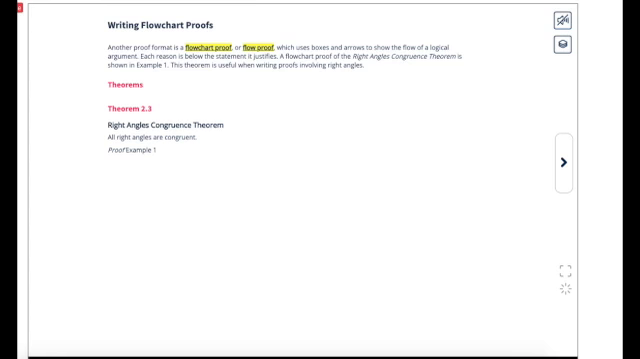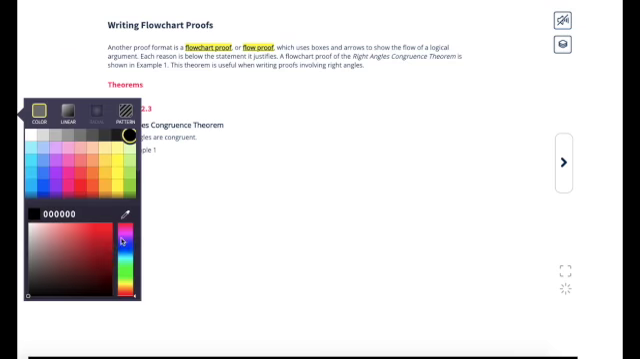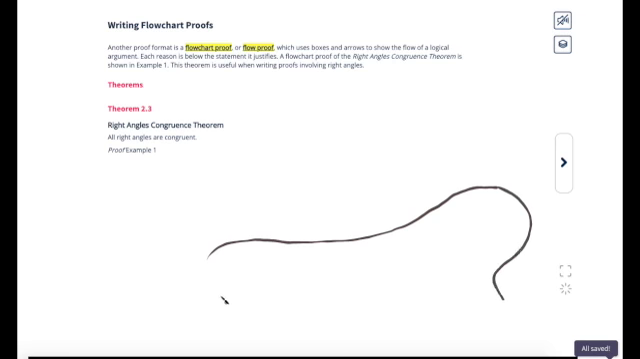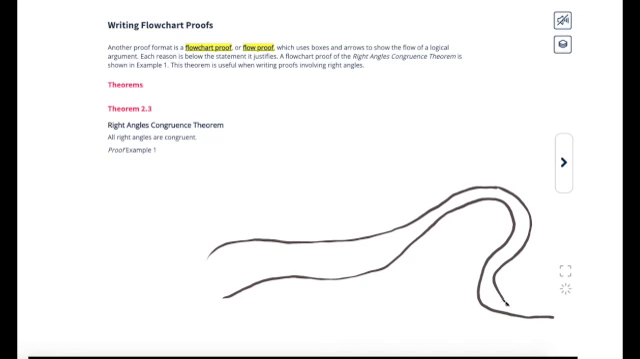Hey, so today we're going to talk about flowchart proofs. A flowchart proof is just a way to organize the information in a proof. So you're trying to explain how two things work. And you can kind of think of it as a flow. I'm going to draw a little stream here, right? Some water flowing. Okay, so you're trying to show how one thing leads to another.